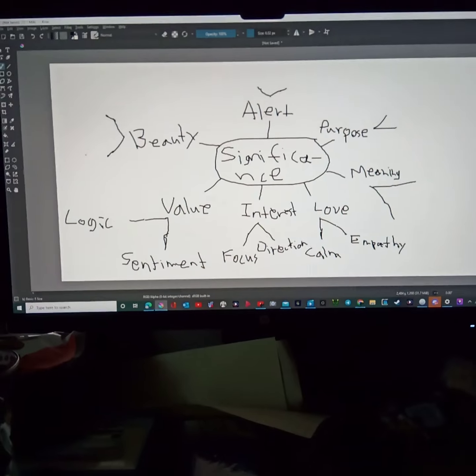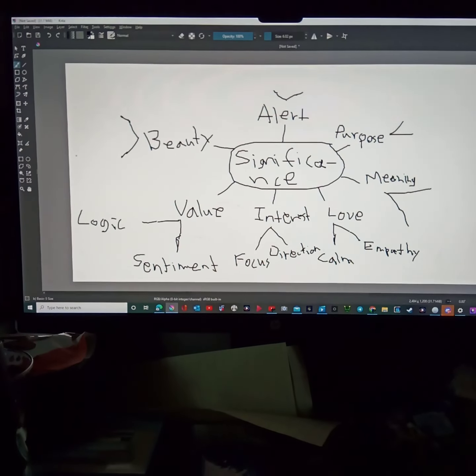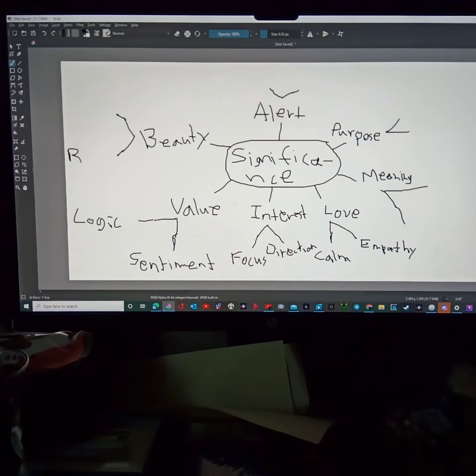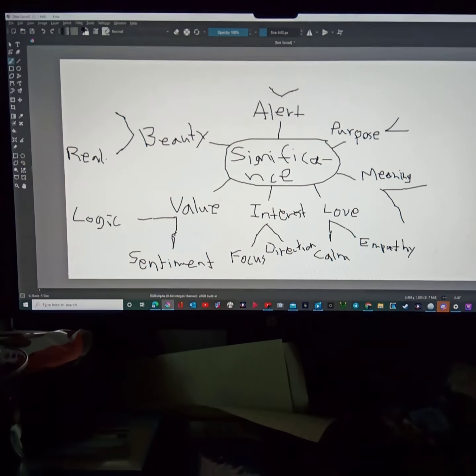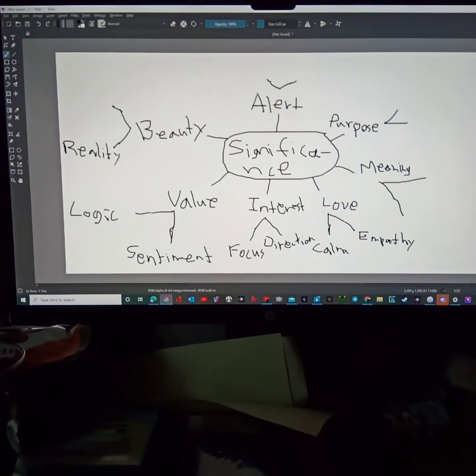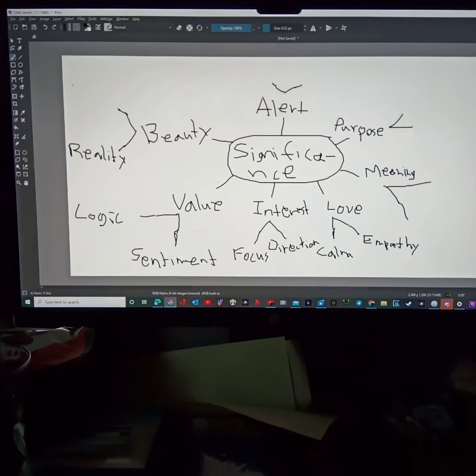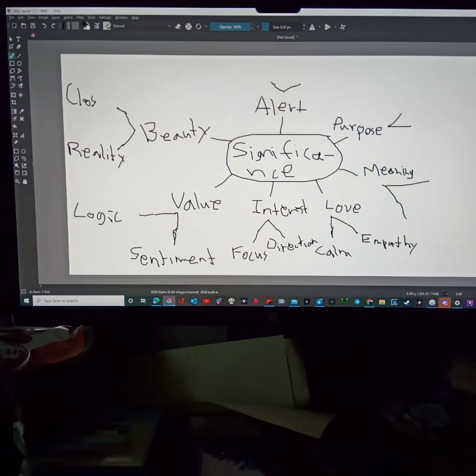Okay, now beauty, we're gonna have reality. Reality and closeness.